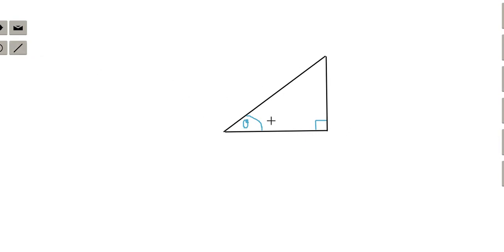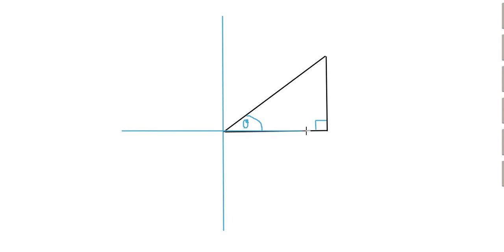Let's go ahead and place this triangle on a coordinate plane where the vertex here of the angle theta will be the origin. So let's see if I can line it up real good. There's our y-axis. And there is our x-axis. Okay. Label them accordingly. There we go.